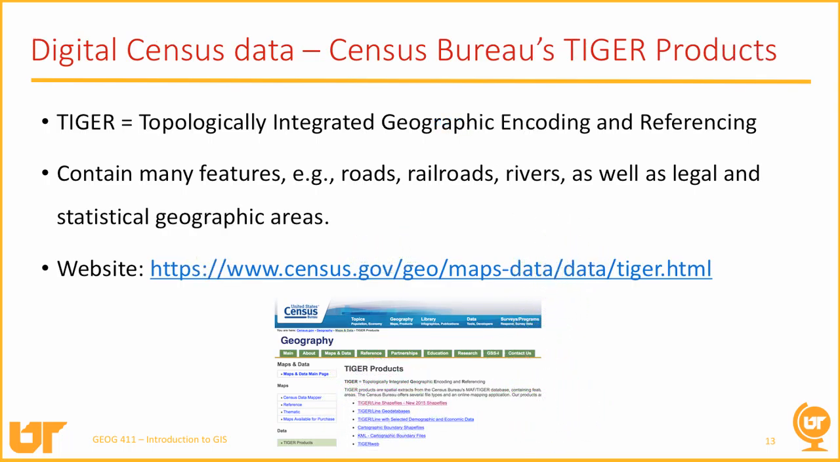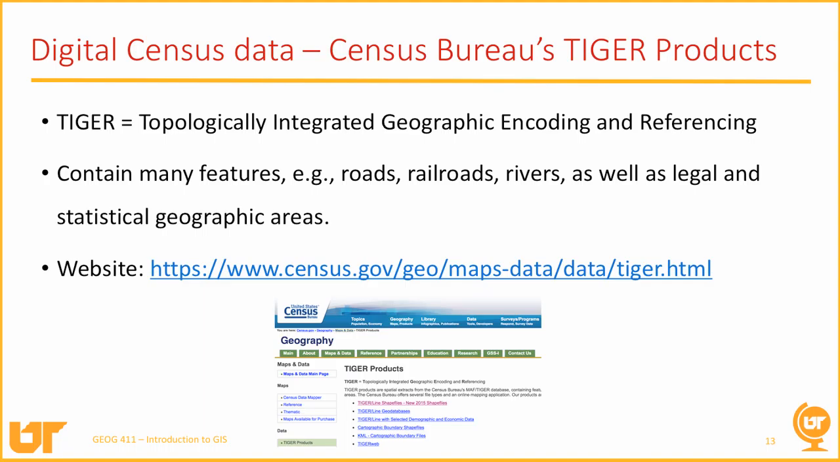Digital census data. The Census Bureau's TIGER products. TIGER stands for Topologically Integrated Geographic Encoding and Referencing. The TIGER products are spatial extracts from the Census Bureau's MAF/TIGER database. They contain features such as roads, railroads, rivers, and other legal and statistical geographic areas.